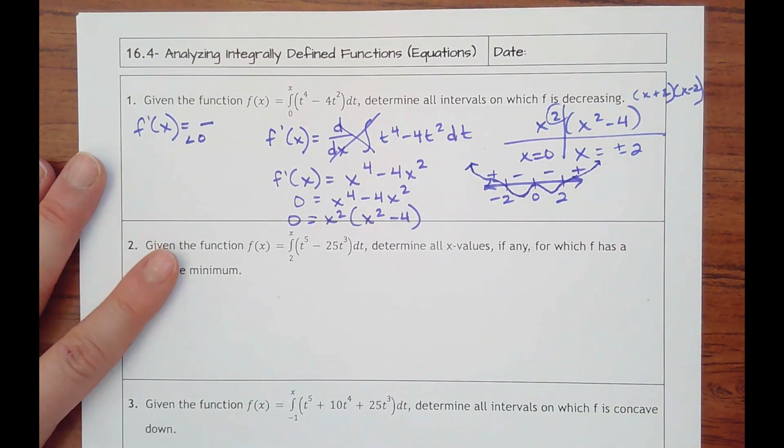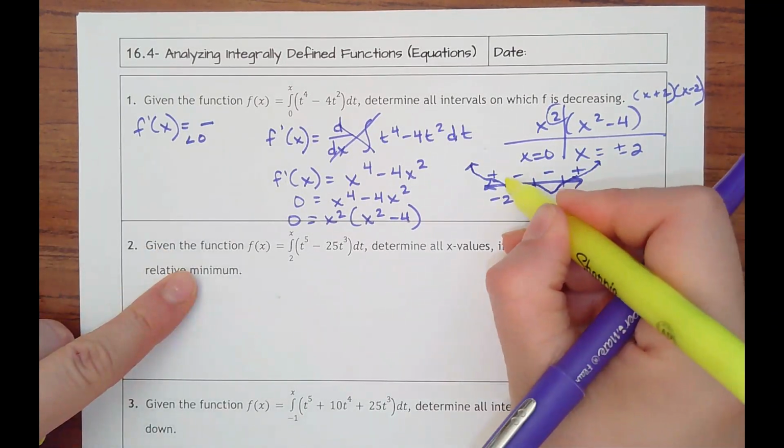But what I was trying to figure out is where was this decreasing? Well, it decreases anywhere where the y's are negative, which is happening between negative 2 and 2.